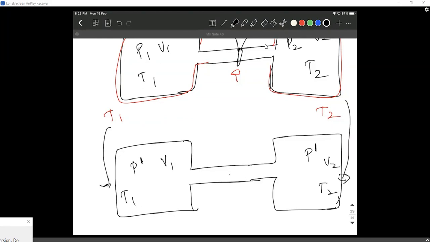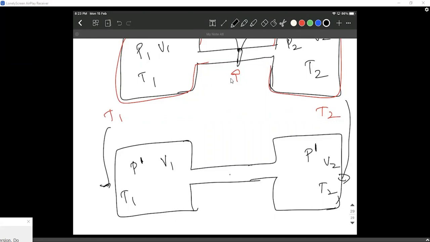So can anybody give me an idea of what I am going to do here? What other thing have I been missing? Sharath. Sir, we try to equate the partial pressures and then find a relation. Partial pressures you don't really have to do.